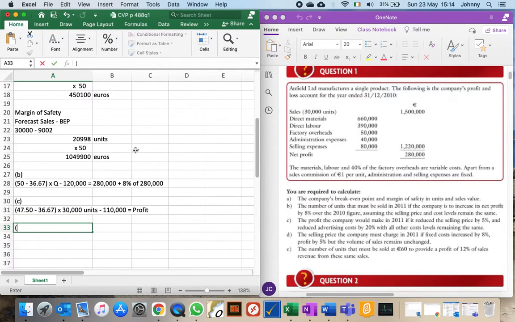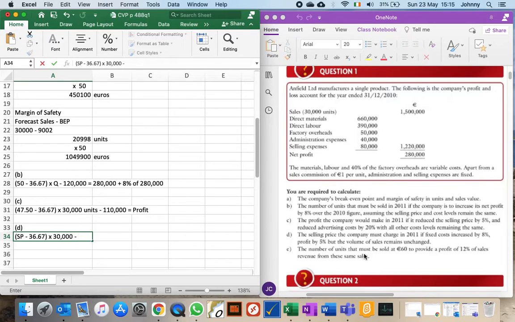Moving on to D. The selling price is the thing we have to work out here, so I'm just going to put SP, minus. Must charge, fixed costs increased by 8%, profit of 5%, volume of sales remains unchanged. No mention here of variable cost changing. So variable cost is still 36.67, the original variable cost that we had, multiplied by volume of sales, which remains unchanged, so volume of sales is still 30,000.